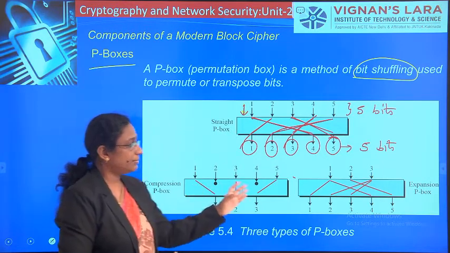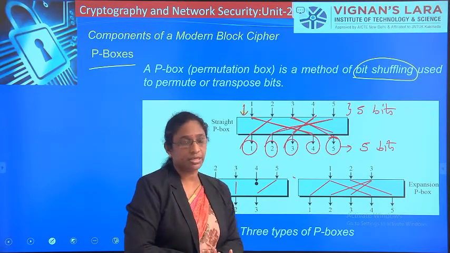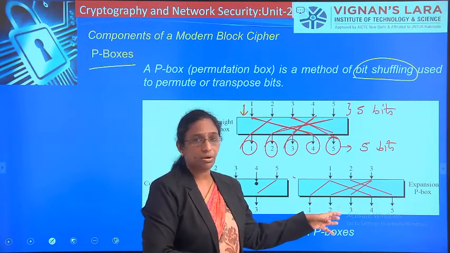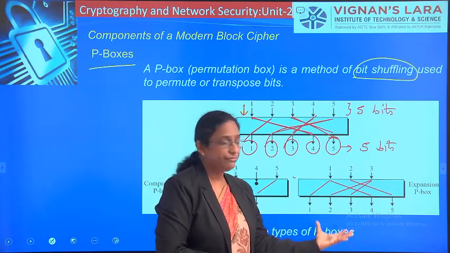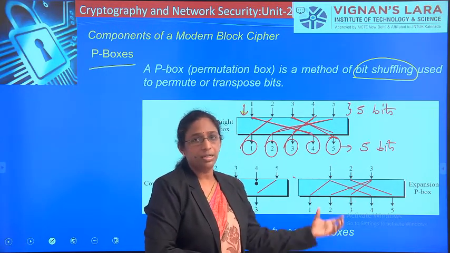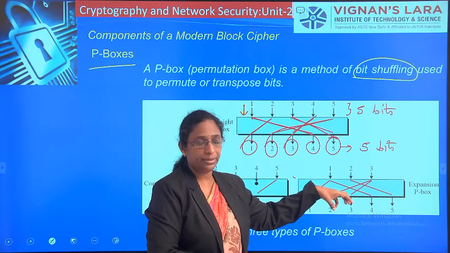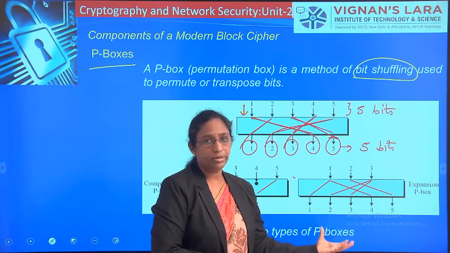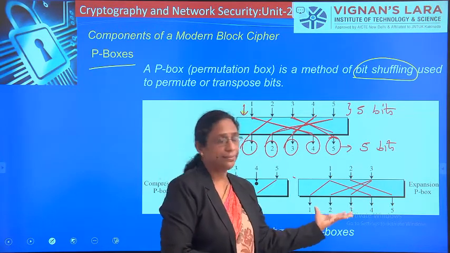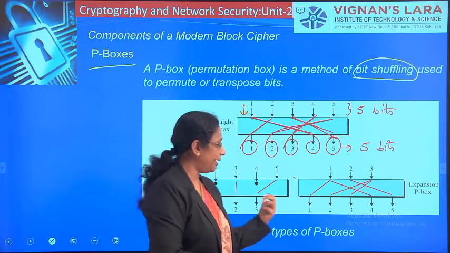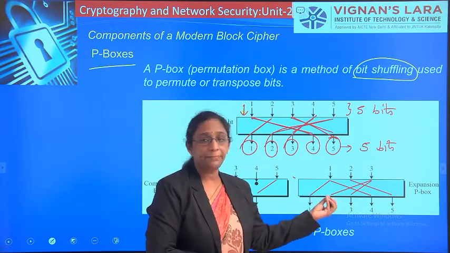Similarly, the expansion box is the inverse of the compression box. In an expansion box, if you give 3 bits, you get 5 bits as output. You give fewer inputs to the P box, but get more outputs from it, which means some bits will be repeated. In compression some bits are discarded, but in expansion some bits are repeated.